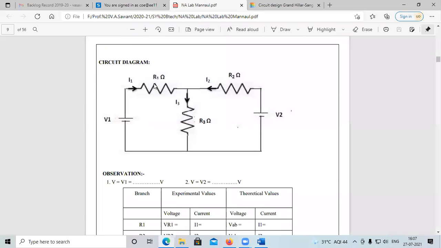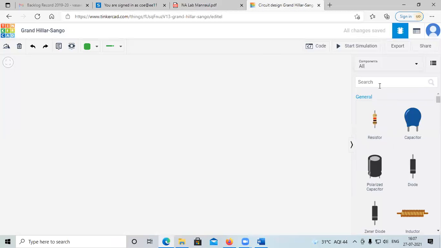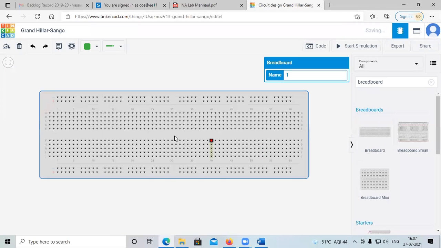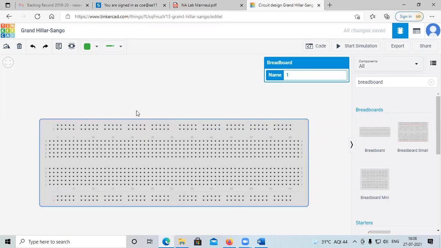I need one voltage source, then 3 resistances R1, R2, R3, and another voltage source. That means 2 voltage sources and 3 resistances I require. Okay, so see, first of all take a breadboard, search here. There is a search option. So search here breadboard and click here. So the breadboard will come here. Now click on breadboard, just drag here, and the breadboard will come in your design, or it may be in your circuit window.